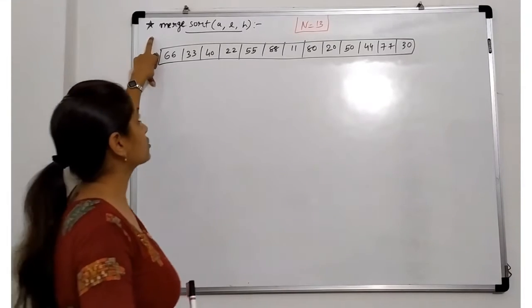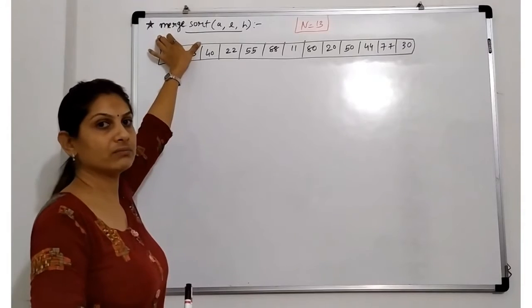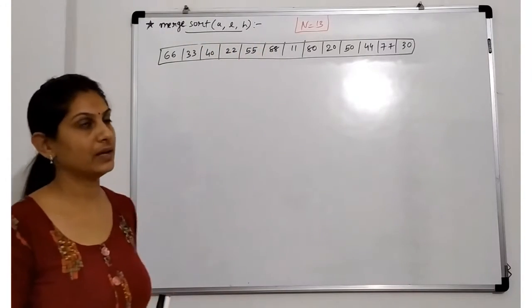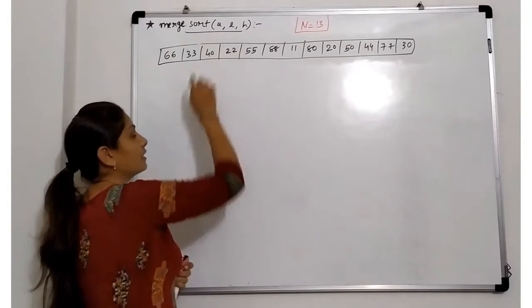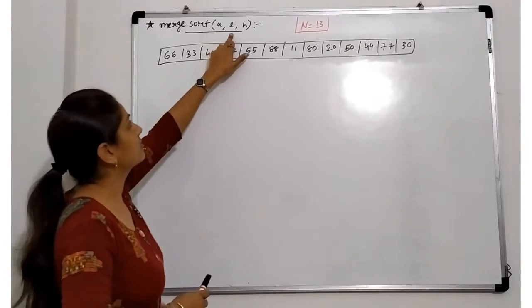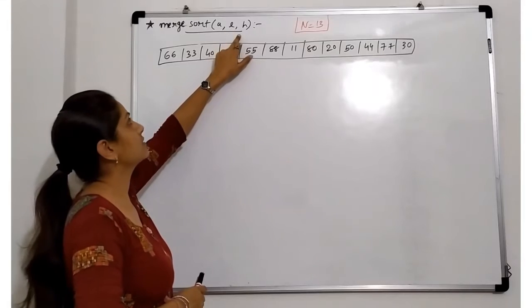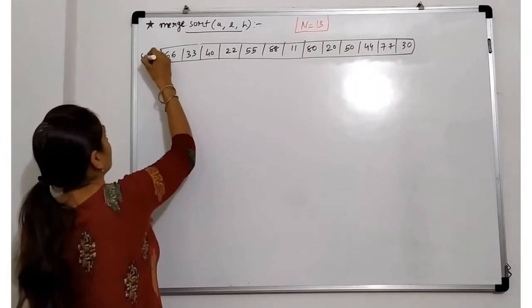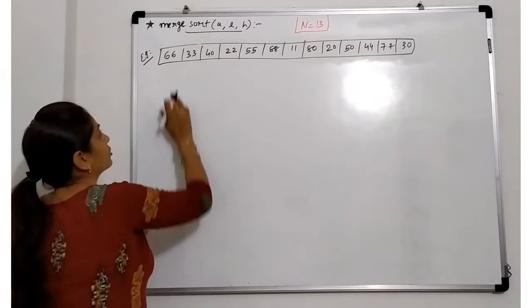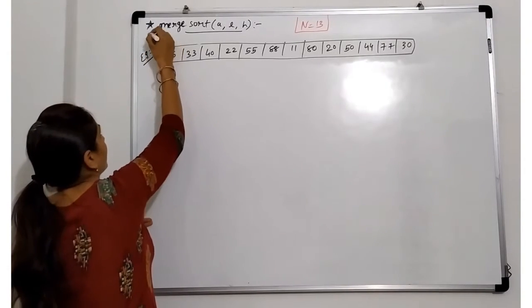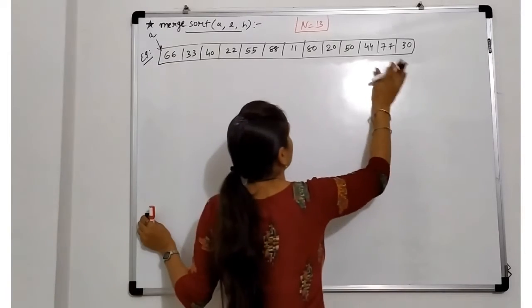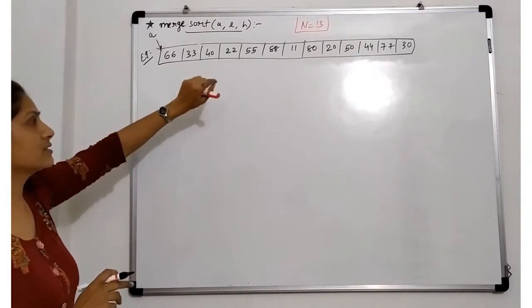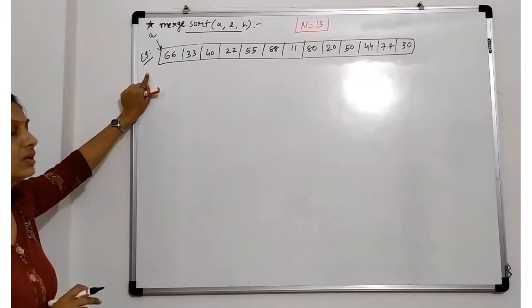In this merge sort, we are creating one function, merge sort, with three arguments: a, l and h. A is the array name, l is the lower limit, and h is the higher limit. For example, this is an array. The name of the array is A. How many elements are there? Total 13.